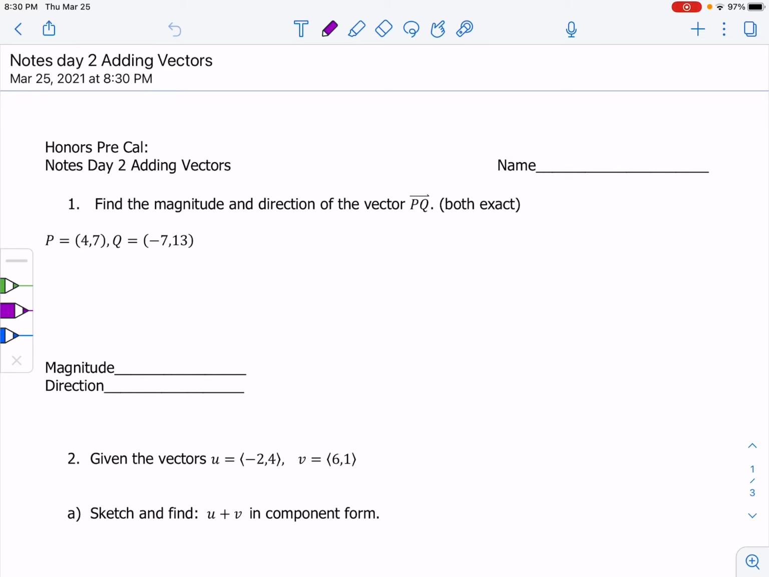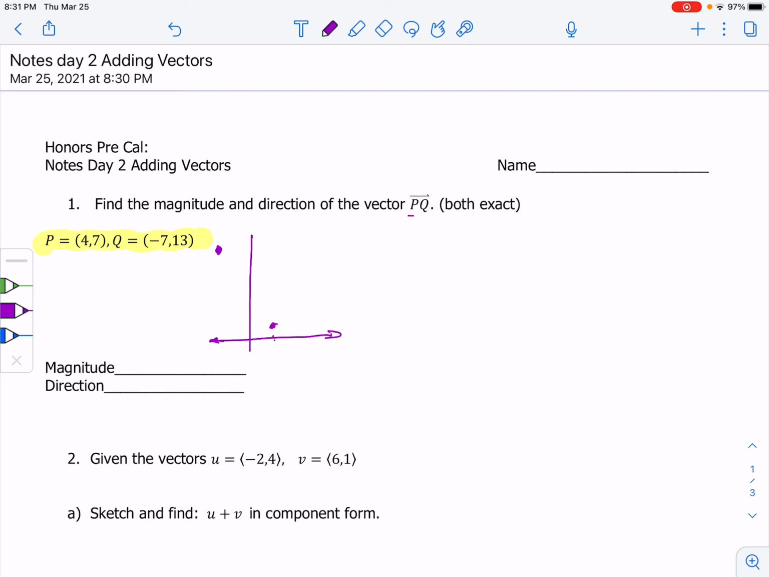Today's lesson is adding vectors. In our first lesson we learned about magnitude and direction. Now, the thing to keep in mind on this one, these have parentheses, not pointy brackets, so those are actual points on the graph. So if we graph this, one's at (4, 7), and the other one's at (-7, 13).